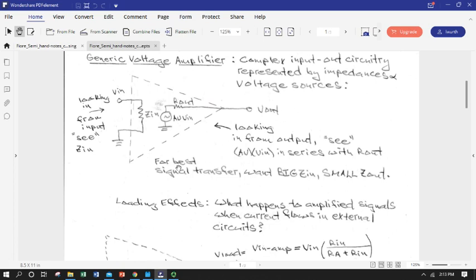What we're going to find out is that we're going to get our best signal transfer, and we're going to realize the majority of our theoretical gain, if we have big input impedance and small output impedance. So that's a general rule of thumb for amplifiers. We want high input impedance and low output impedance.